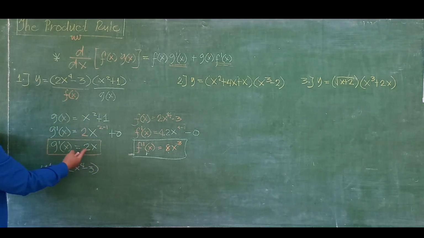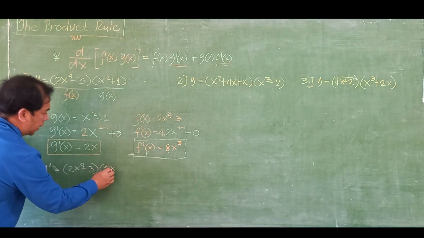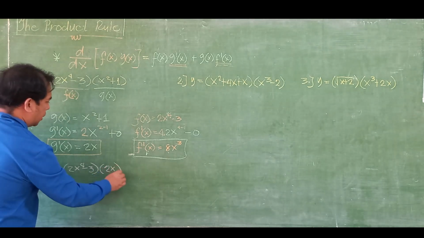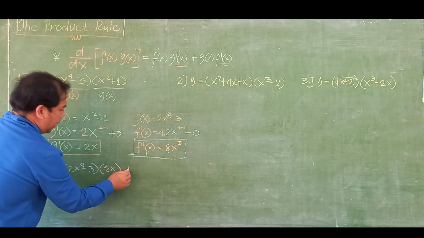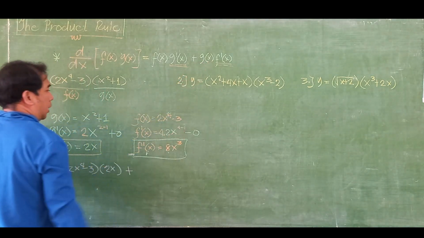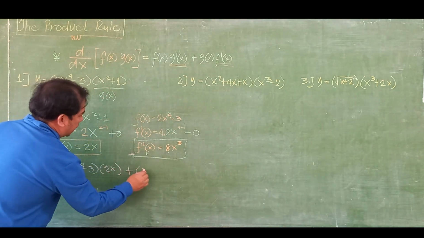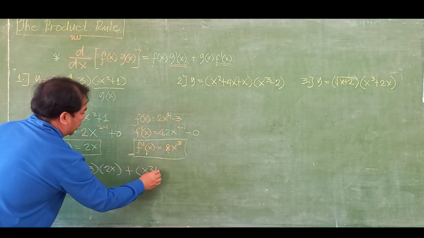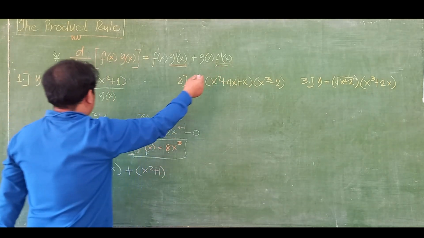So we have in here that g prime of x is the same as 2x, multiplied by 2x. Now again, in our equation, that is plus. Now it says in here, what is the original g function? Our g function is the quantity x raised to 2 plus 1.